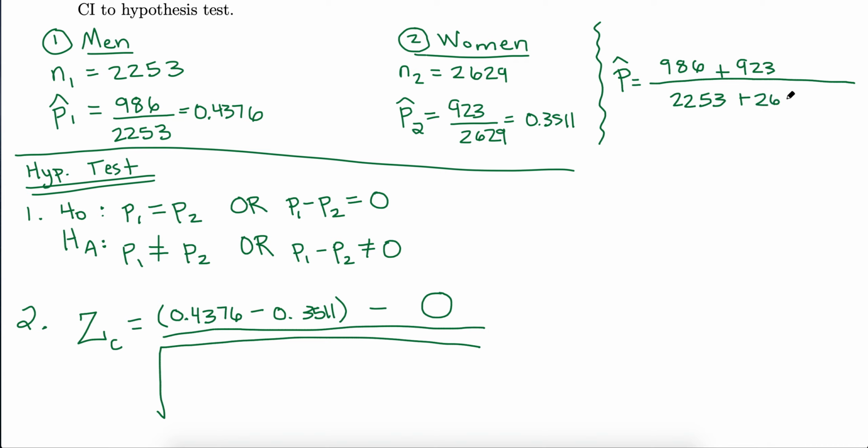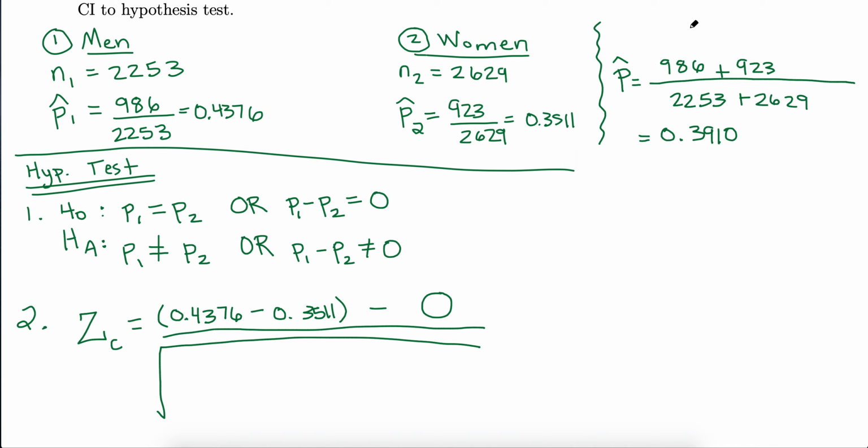Now, when you calculate this, your answer should always be between your p1 hat and your p2 hat. It's sort of like an average, and it's weighted a little bit by sample size. So your answer should be between these guys. If you work it out and round to 4 decimals, you get 0.3910, which sure is kind of in between 43 and 35%.